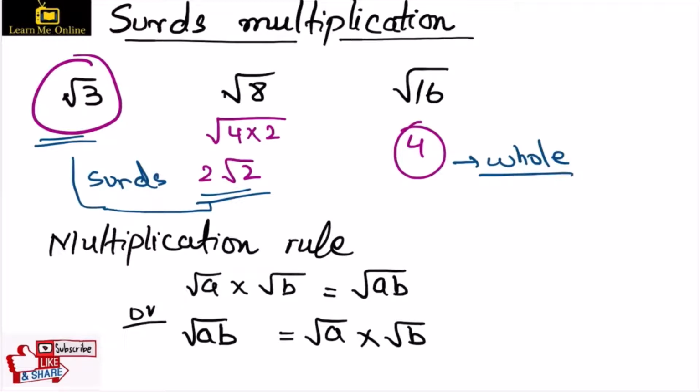Now for the multiplication of surds, we have a rule: if two surd numbers are written separately, we can write them together in a product form, or if they are written together, we can split them into separate square root numbers.